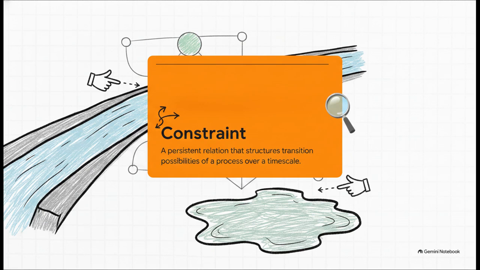Now, I know what you're thinking. In everyday life, a constraint sounds like a totally bad thing, right? A roadblock, a limitation. But in systems theory, a constraint is the very thing that makes organization possible. Think of a riverbank. Yes, a riverbank restricts where the water can go, but in doing so, it simultaneously enables the organized, directed flow of a river. Without the constraint of those banks, you just have a shallow, unorganized puddle. The constraint is what actually structures the possibilities.